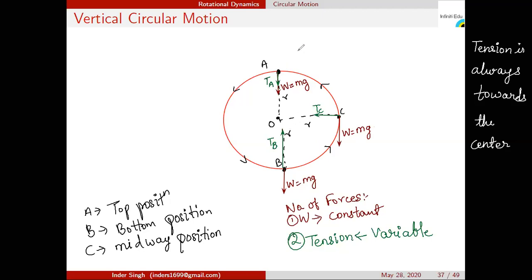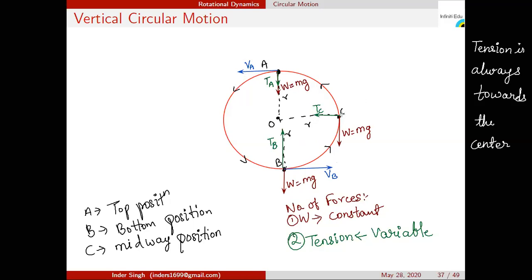If I talk about the velocities at different positions, the velocity at position A is called VA. And how do we get the velocity? Tangentially forward is the velocity. We have to draw a tangent to this vertical circular motion. The tangent you draw is the velocity at position A, VA. The tangent at position B will be like this, so this is the velocity at position B. It will be named VB. Tension at position, sorry, not tension, velocity.